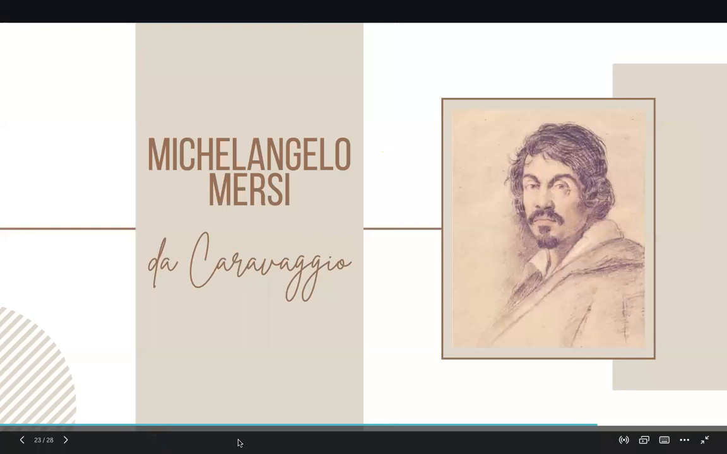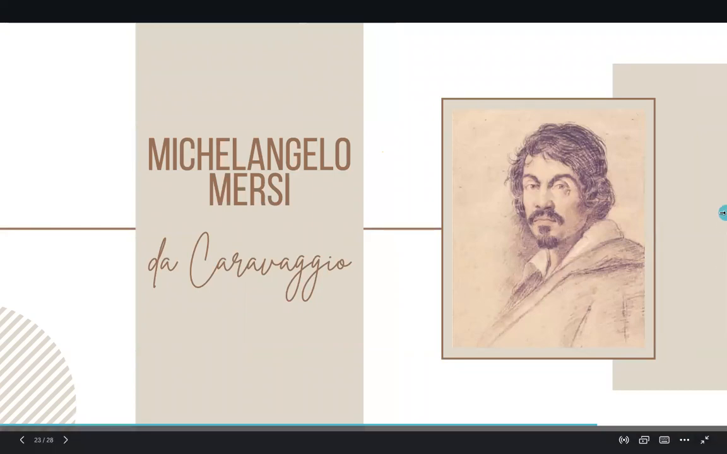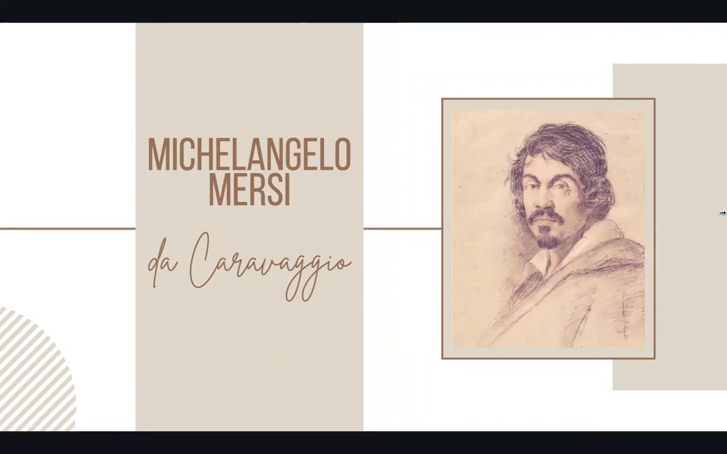The last artist that I'm going to discuss today is Michelangelo Merisi da Caravaggio. Now, he's known by his last name, Caravaggio, mostly because we already have a famous Michelangelo in Italian art history. And just like Leonardo da Vinci, he's from the town of Caravaggio. So that's his last name. It's a little bit confusing, but that's just what we're working with. Caravaggio is up by Milan, in case you're wondering.